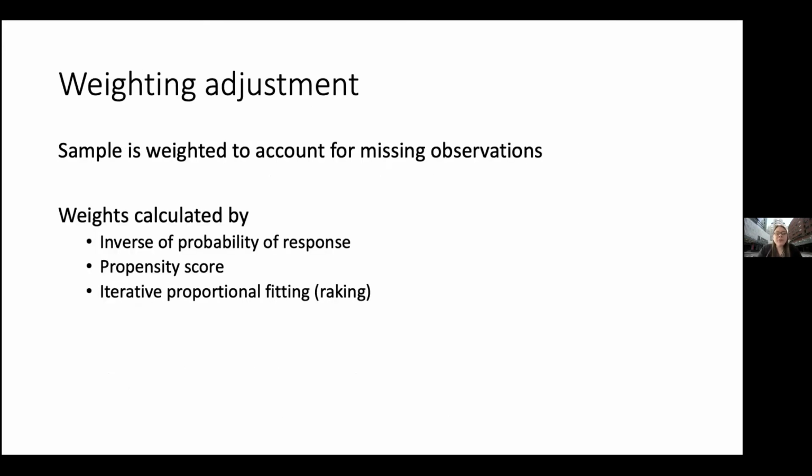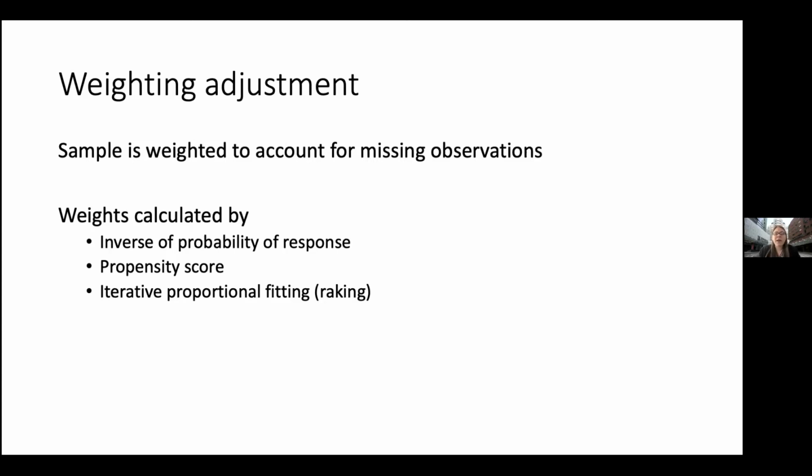So the next approach is weighting adjustment. And if you're familiar with surveys and survey weighting, that's the type of weighting that I'm talking about. So the sample is weighted to account for the missing observations. So the observed observations can be up-weighted, down-weighted to account for those that are missing, so that you're making estimates of basically your total sample.